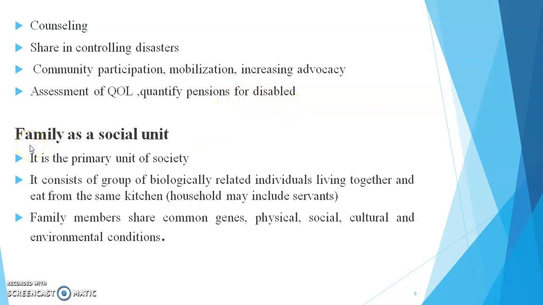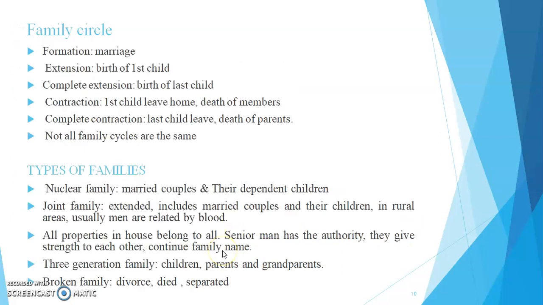Next point is family as a social unit. If we consider society, the primary unit of society is the family. It consists of a group of biologically related individuals living together and eating from the same kitchen. That is, a household may include servants. Family members share common genes, physical, social, cultural and environmental conditions. Family circle.